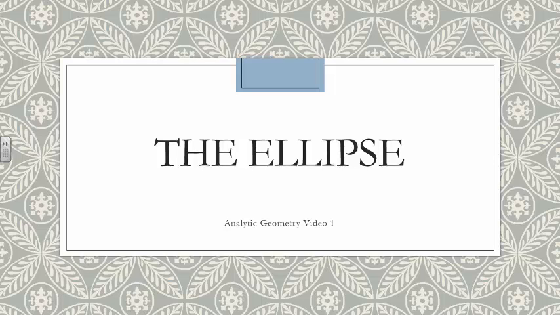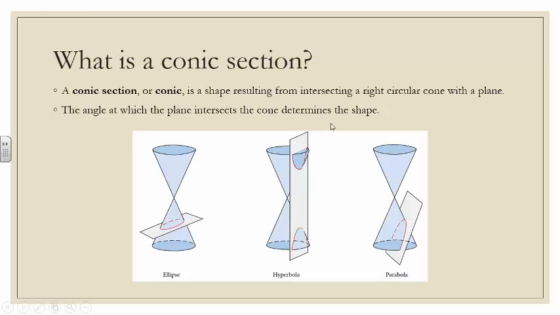This video discusses the topic of the ellipse and some vocabulary definitions. An ellipse is a conic section. A conic section, also known as a conic, is a shape resulting from intersecting a right circular cone with a plane. The angle at which the plane intersects the cone determines the shape.